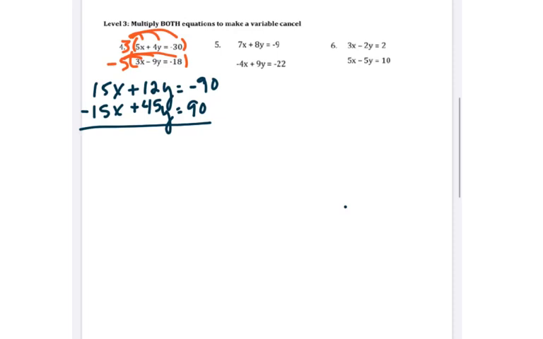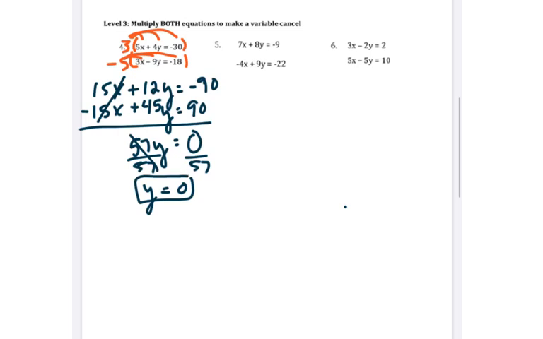So now we combine like terms. 15x's minus 15x's is 0x's. 12y's plus 45y's is 57y's. Negative 90 plus 90 is 0, which is fine. The number 0 is just a number. Then we divide by 57. So y equals 0.